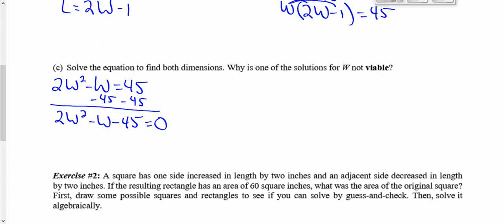We know how to solve these, don't we? Okay. There's a 2 in front of the w squared. So we should first look for a what? Is there one? No. So what method do we have to use here? You got to use the A times C method, right? What's A? What's C? Okay, so 2 times negative 45, everybody, equals what?